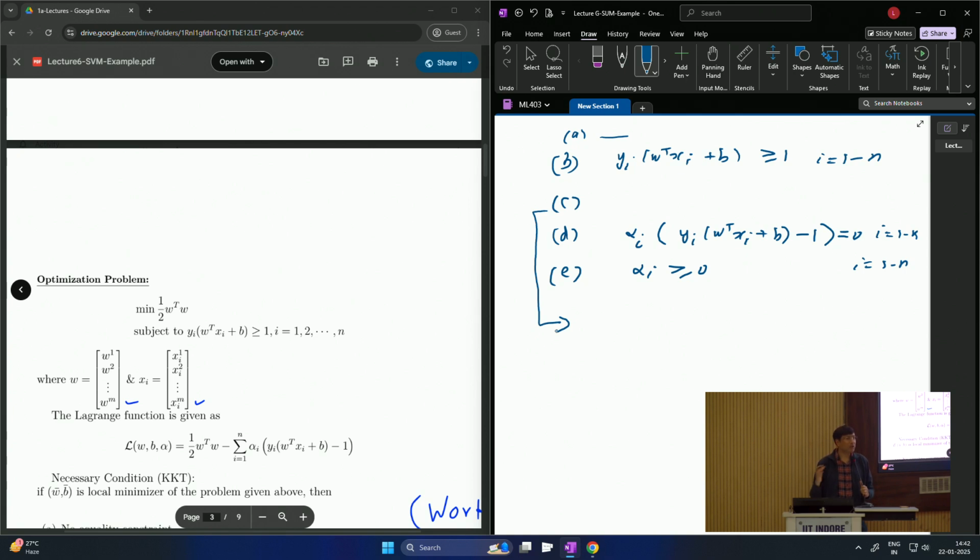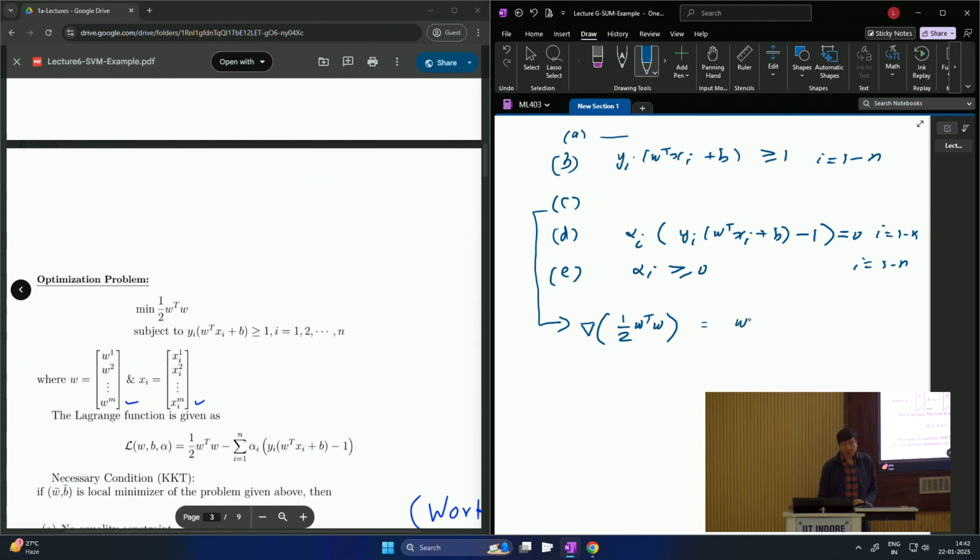So let's try to write it. What is the gradient of the function here? The gradient of the function is the gradient of half of W transpose W. So what will that be? The gradient is with respect to the W's, W1 to whatever the dimension of W is, Wm. So what will this be?